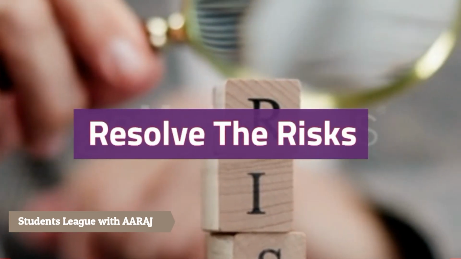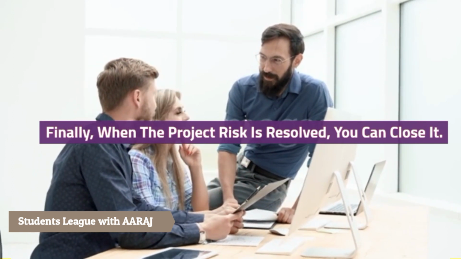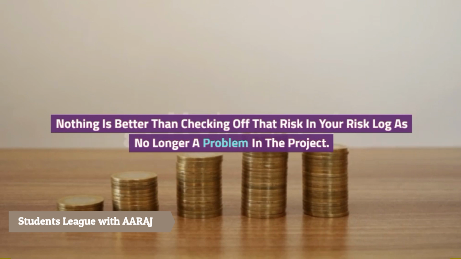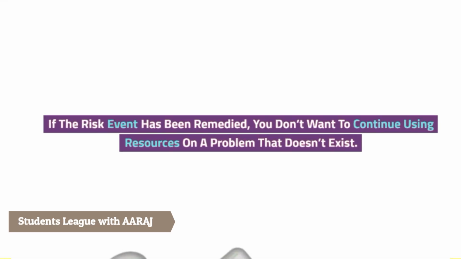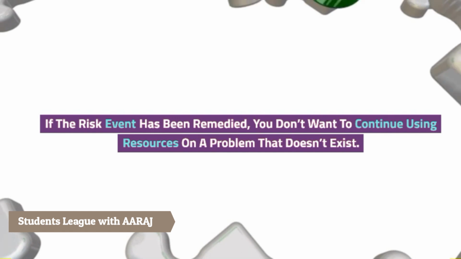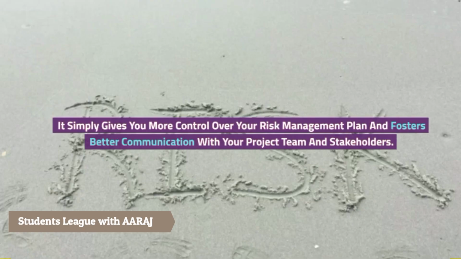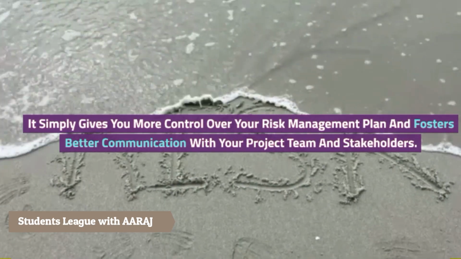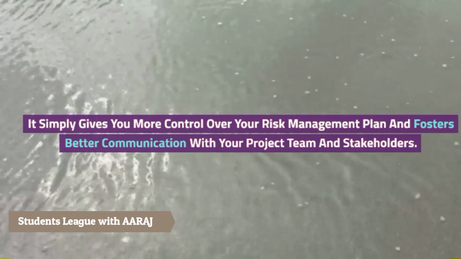Resolve the risks. Finally, when the project risk is resolved, you can close it. Nothing is better than checking off that risk in your risk log as no longer a problem in the project. If the risk event has been remedied, you don't want to continue using resources on a problem that doesn't exist. It simply gives you more control over your risk management plan and fosters better communication with your project team and stakeholders.